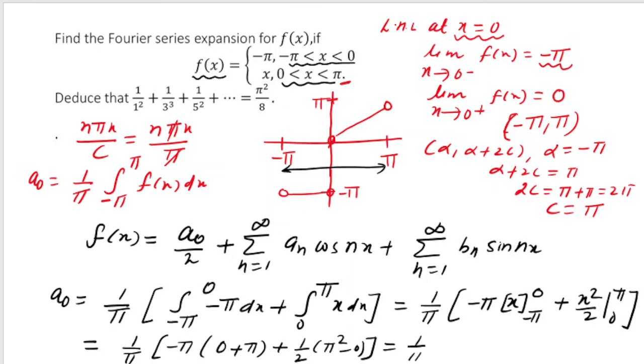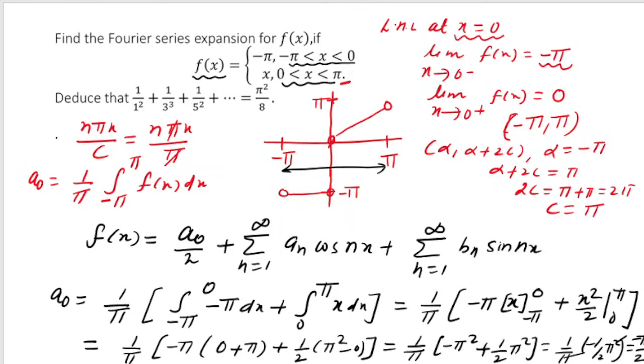I got 1 by pi minus pi into pi, that is minus pi square, and plus 1 by 2 pi square. So I get 1 by pi and minus pi square and 1 by 2 pi square, so I will get minus 1 by 2 pi square. So the final value is this, pi square and pi will cancel, so I will get minus pi by 2.